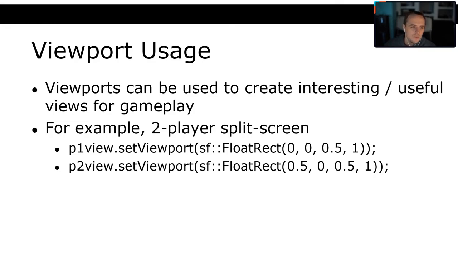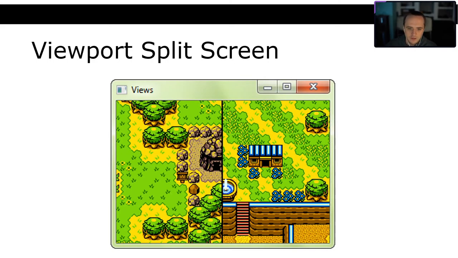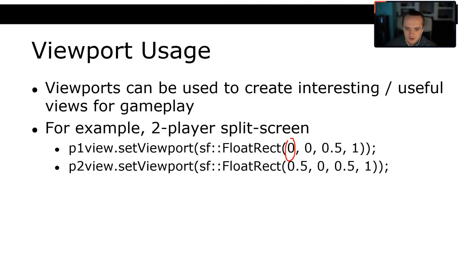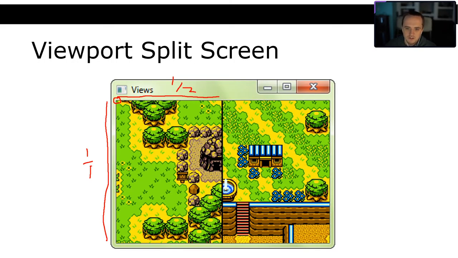So viewport usage, why would you ever want to do this? Well, it's really cool, actually, because you can use it to create interesting or useful views for gameplay mechanics or multiplayer or mini-maps or whatever. For example, if you wanted a two-player split screen, if I define the left player to be 0, 0, 0.5, 1, it would start at 0, 0, drawing one half of the screen width, but the full screen height. Now the second player's viewport would be at 0.5, 0, 0.5, 1. That means you're starting half the way over in the X direction, and 0 in the Y direction, and you're drawing for half the screen width and the full screen height.